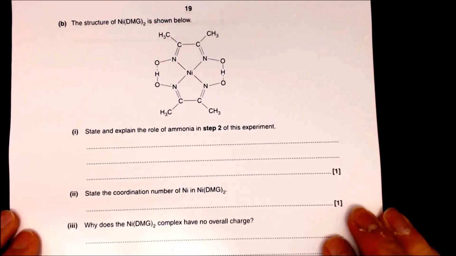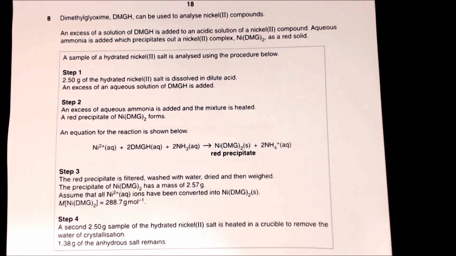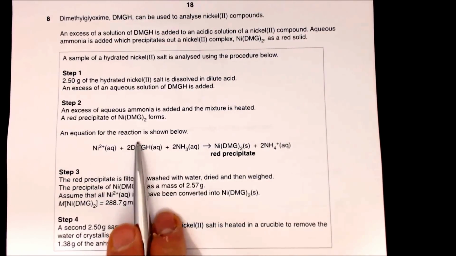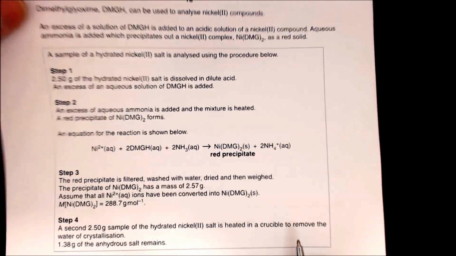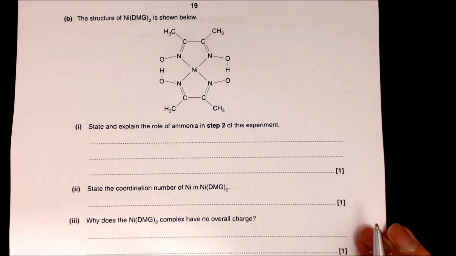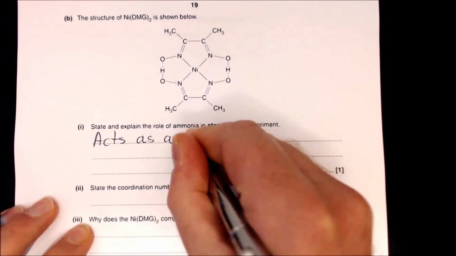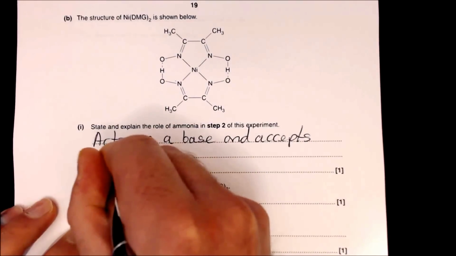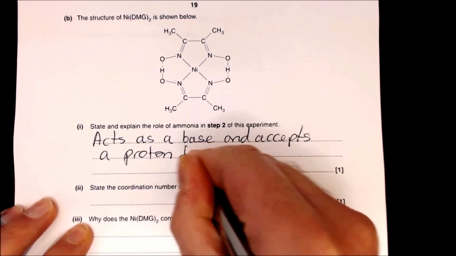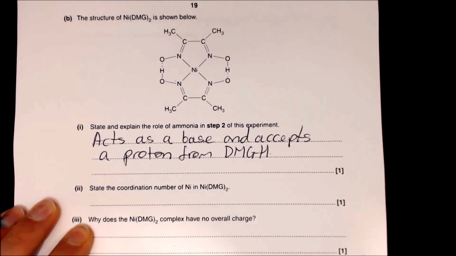Okay, so it says the structure of NiDMG2 is shown below. It's a rather large structure. State and explain the role of ammonia in step 2 of this experiment. So if we bring back the sheet again, there's ammonia, and you can see what it's doing is we've gone from DMGH to just DMG. So the H has been removed. We have two of them, so it's removed two protons. So the ammonia is acting as a base in this case. So we'll put on here that it acts as a base, and it accepts a proton from the DMGH, because that was the proton that was on the end there. Okay, so that just gets you the 1 mark.